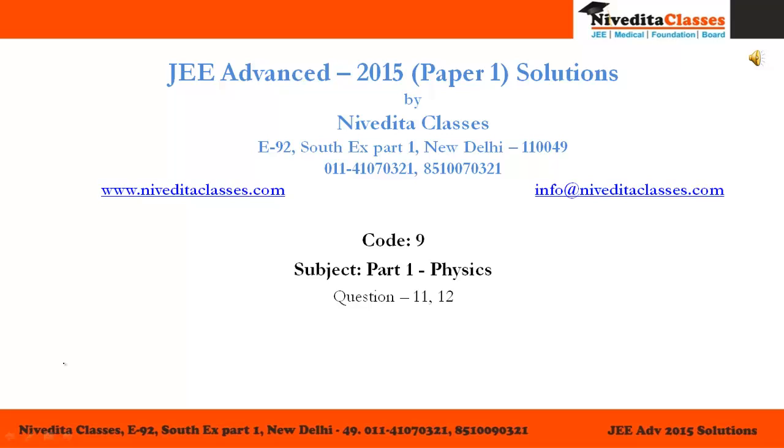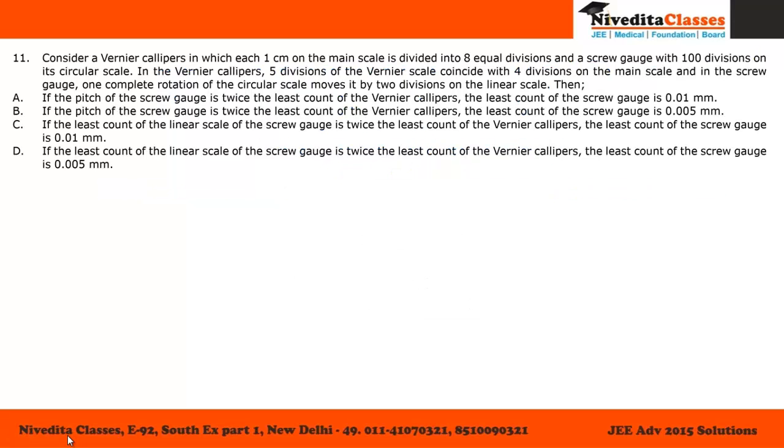Let us now discuss question number 11 and question number 12 from code 9 of subject physics from JEE Advanced 2015 paper 1. Let's discuss question number 11 first, and in this question we are given a vernier caliper and a screw gauge, and we have to find the least count of the screw gauge depending on the relationship which is given to us between the vernier caliper and the screw gauge.